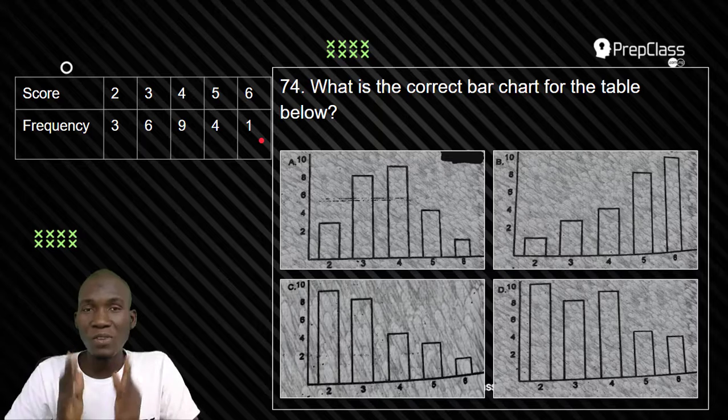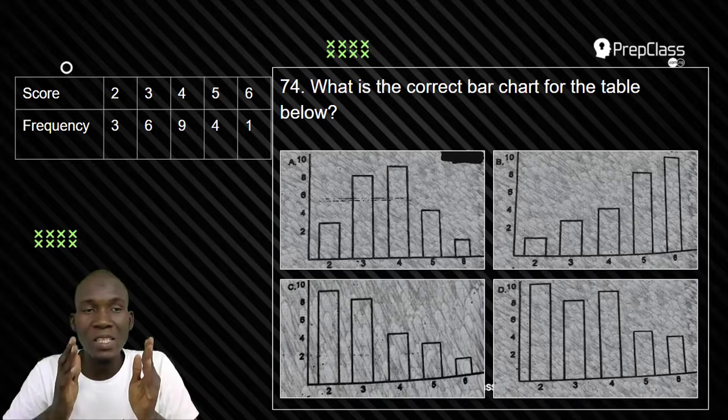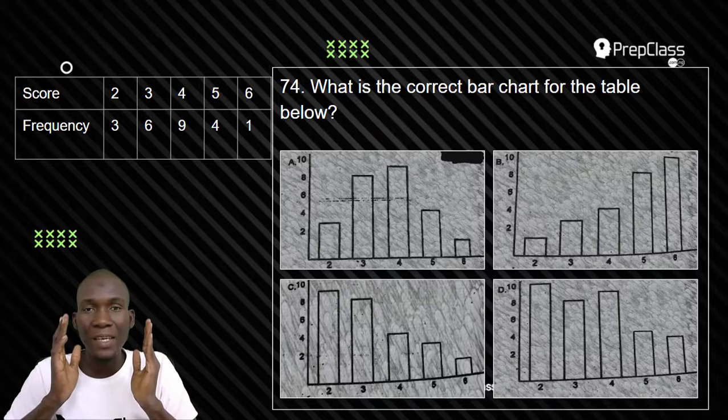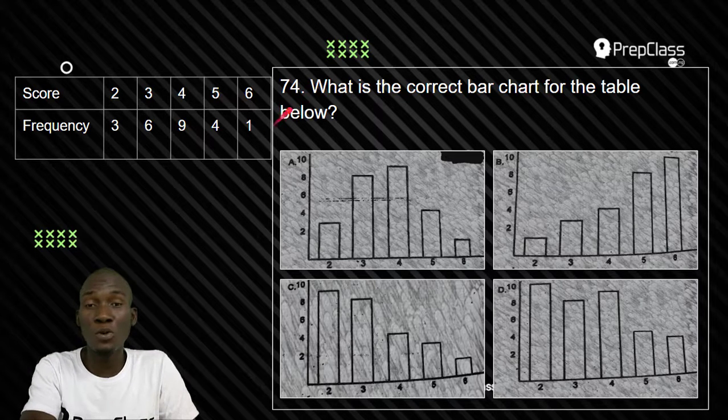Now, what do you need to do to get your answer here? Just look at the charts you have in the options. Which one of them has the exact score with the exact frequency? If you can get that, then you have gotten your answer. So we are going to look through these charts and pick the right answer.